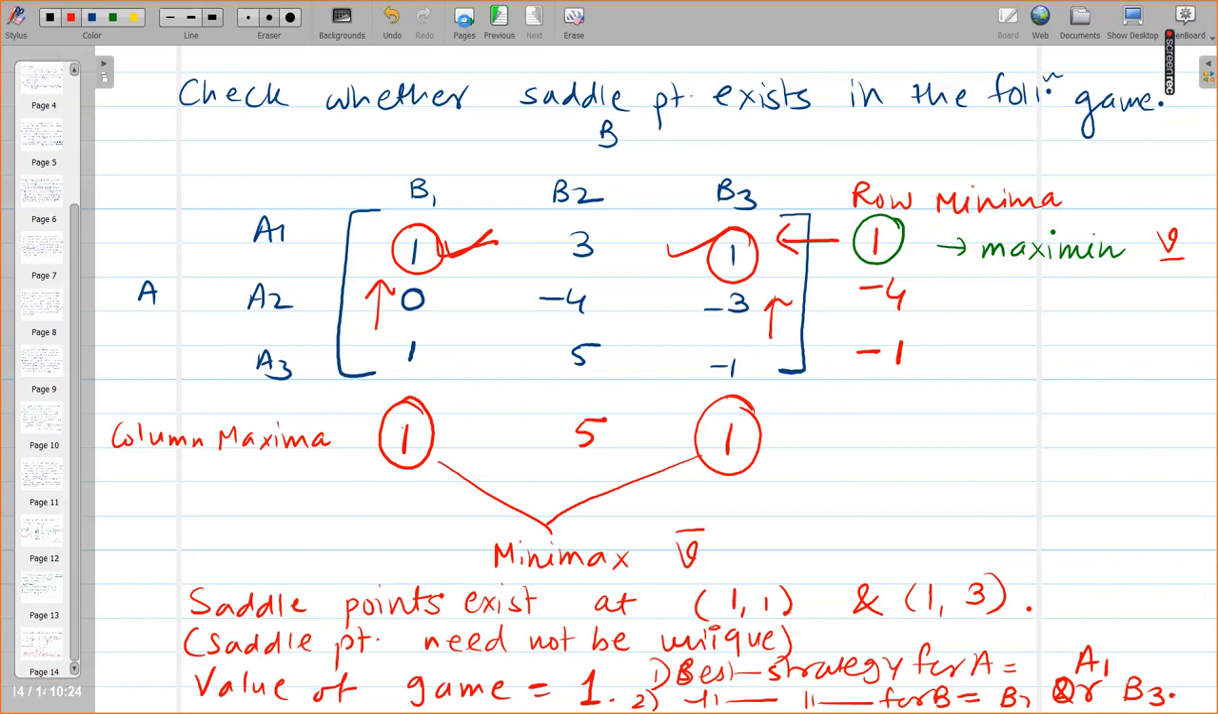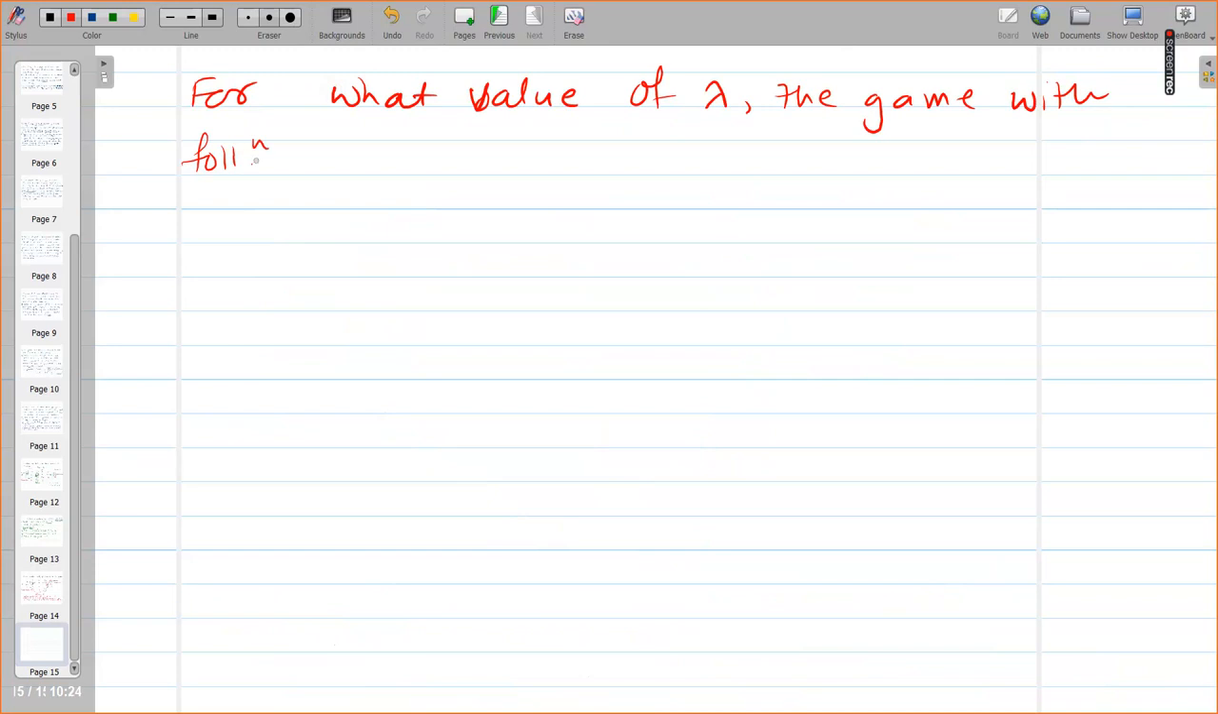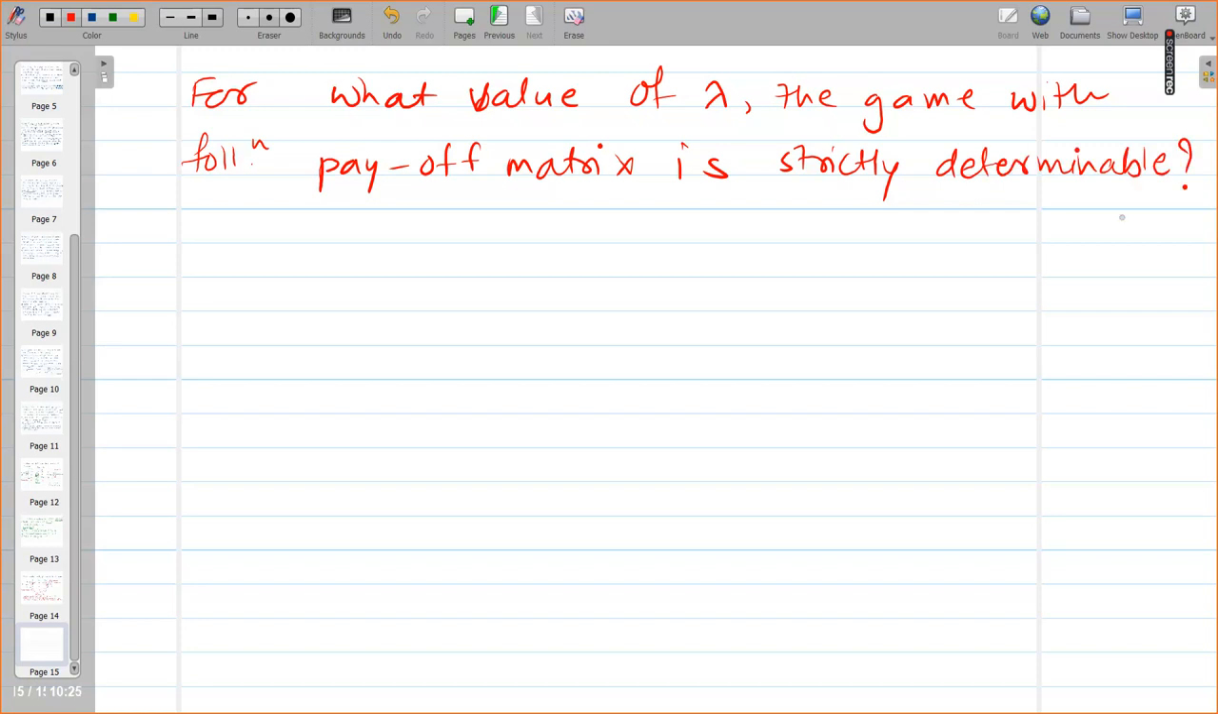Okay, now we will make use of this concept for solving a different type of problem. For what value of lambda the game with the following payoff matrix, this is an important question, girls, with the following payoff matrix is strictly determinable. Strictly determinable means maximin is equal to minimax. If the value of the game has pure strategies, then how will it be?